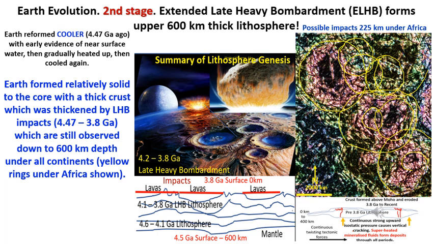This slide shows the interpreted late heavy bombardment impacts and later smaller ones. The fact that these impact structures are still circular and overlapping and not hugely distorted at 225 kilometres depth under Africa strongly suggests that the Earth under Africa has not moved in 4.5 billion years.